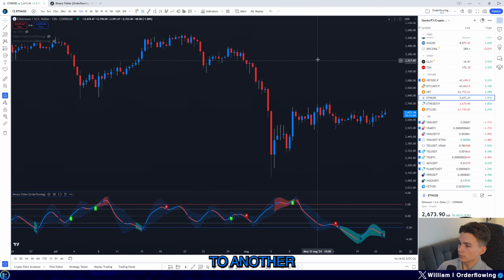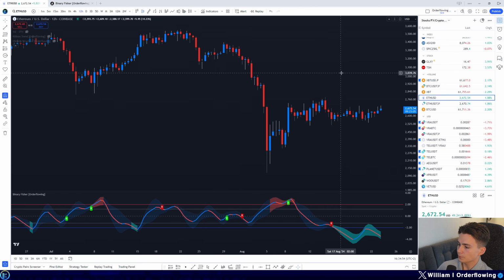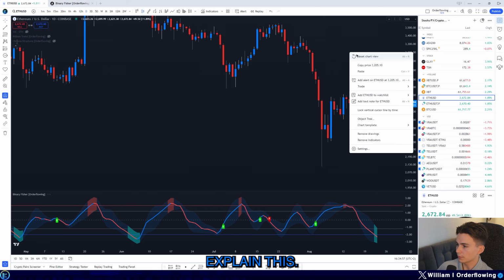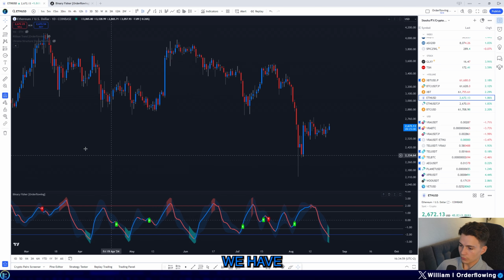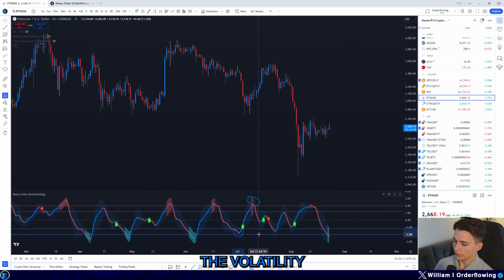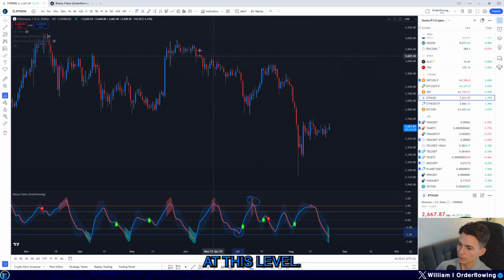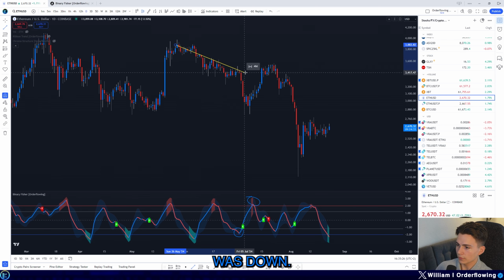Let me just jump onto another chart, Ethereum, for example. Okay, so how do I explain this? When we have the Fisher on volatility and the Fisher is either at a high point or a low point, that just means that the volatility is at a point where something is going to happen. So in this case, the volatility was very low here at this level. Of course, the trend here was down.